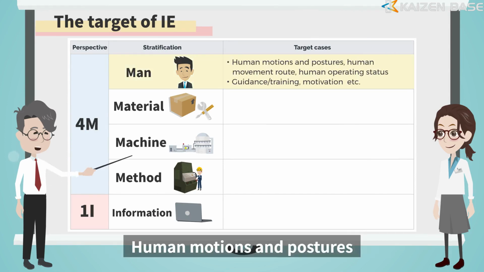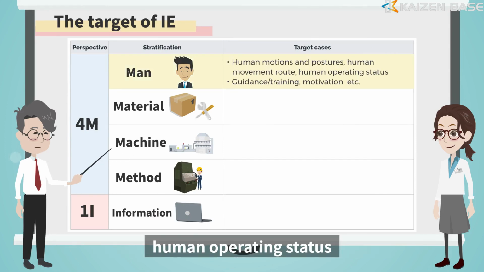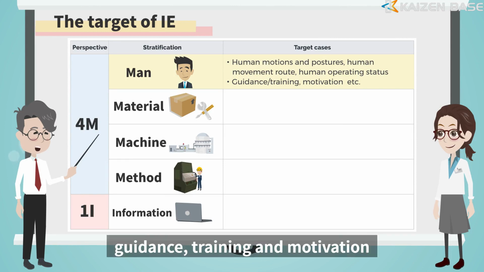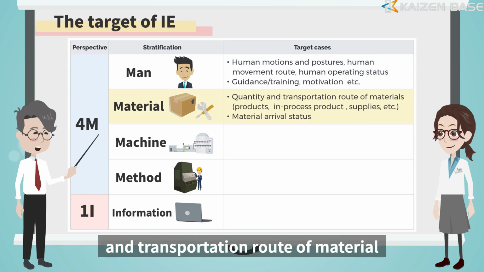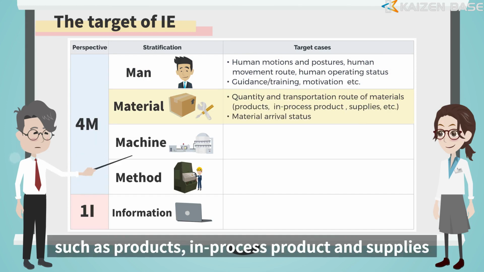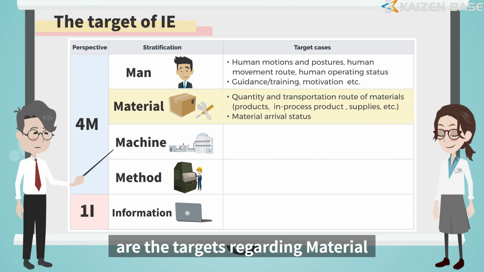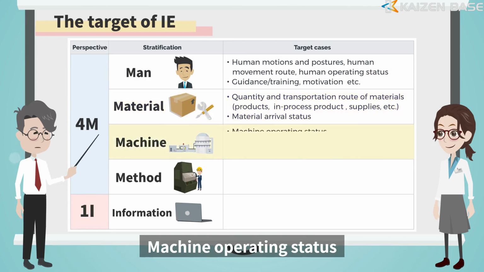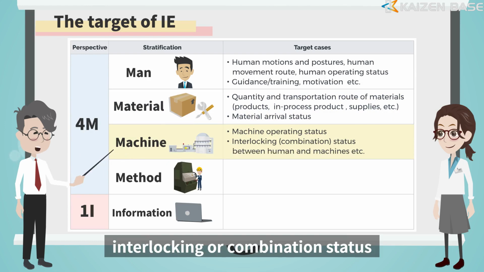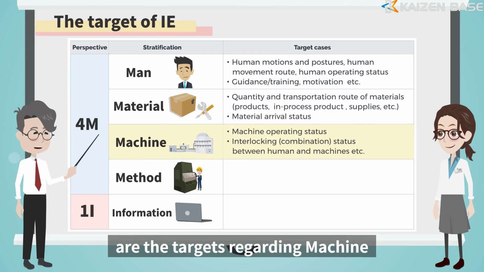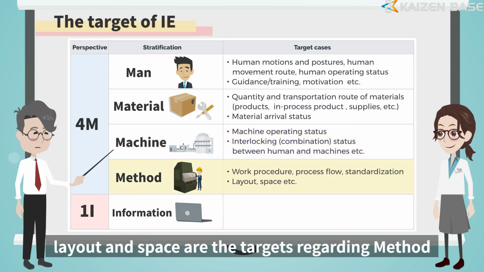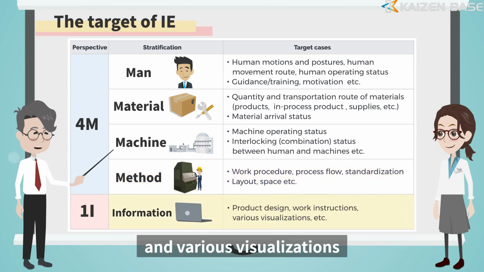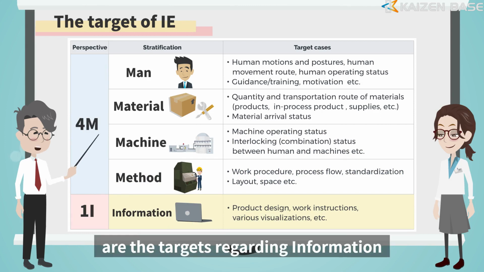Human motions and postures, human movement route, human operating status, guidance, training and motivation are the targets regarding man. Material arrival status, quantity and transportation route of material, such as products, in-process product and supplies are the targets regarding material. Machine operating status, interlocking or combination status between human and machines are the targets regarding machine. Work procedure, process flow, standardization, layout and space are the targets regarding method. Product design, work instructions and various visualizations are the targets regarding information.